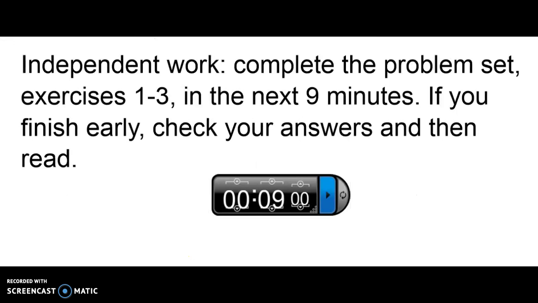And now that you've had a chance to watch me through modeling and also to do a little bit of practice on your own and then come back together and check yourself, you're going to try some totally independent work now. So you see a problem set. You're going to complete the problem set, exercises 1 through 3, in the next 9 minutes. If you finish early, you're going to check your answers and then you're going to read. Okay? For the sake of this video, I'm not actually going to play this timer and record it for 9 minutes, but just know that whoever's teaching you right now is going to set the timer for 9 minutes. Begin now.